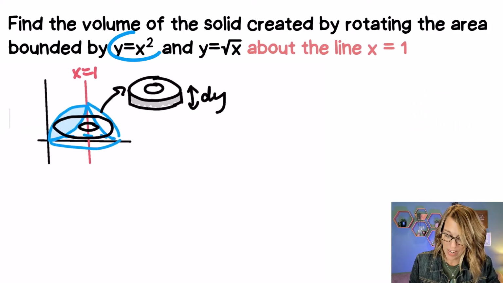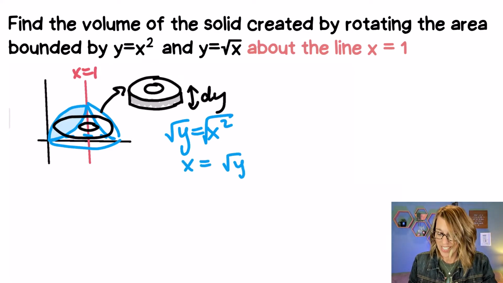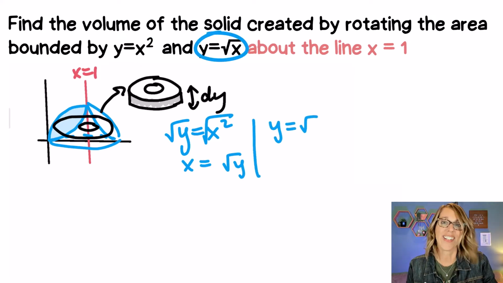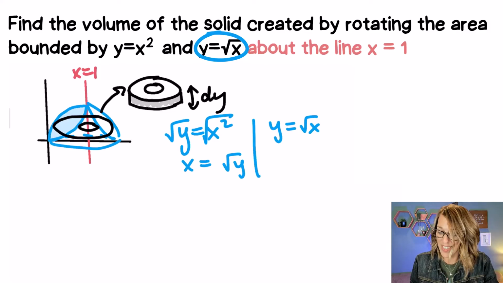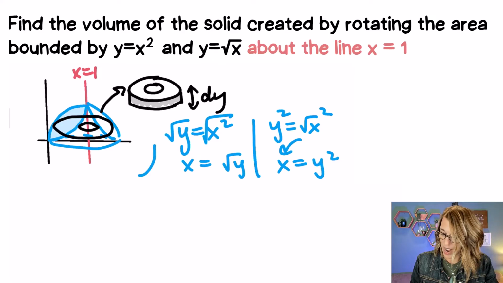So let's start with y equals x squared. If I take a square root on both sides, I end up with x is equal to the square root of y. The second one is y equals radical x. I'm going to square both sides of this one, and I end up with x is equal to y squared. Square root of y looks like this, and y squared looks like that.